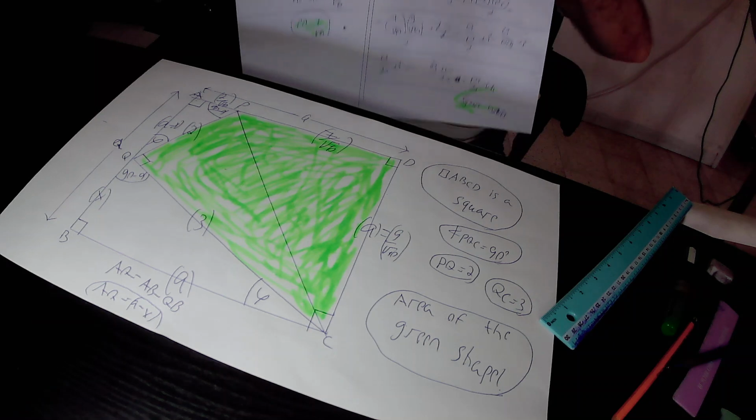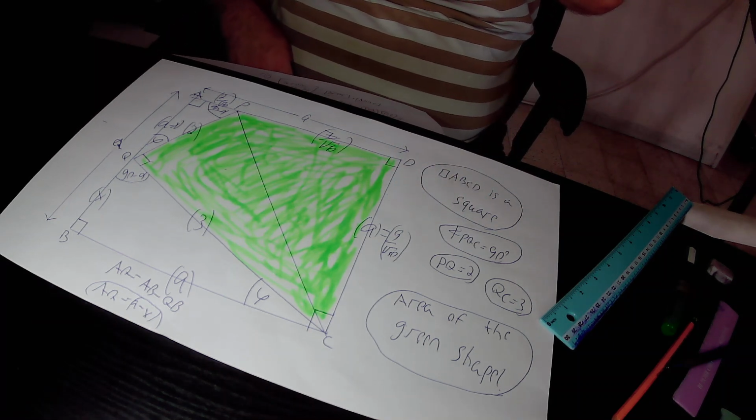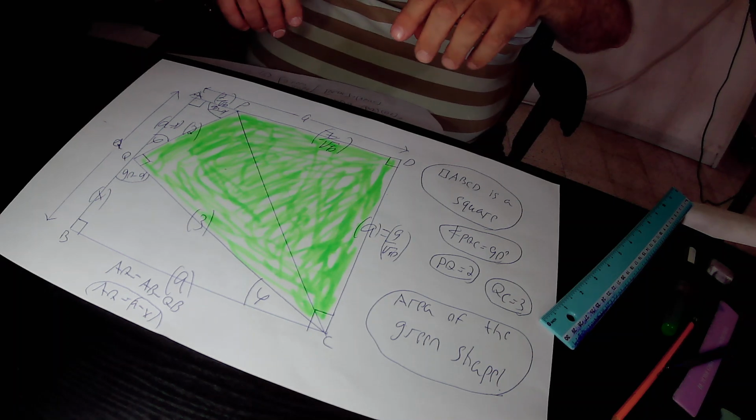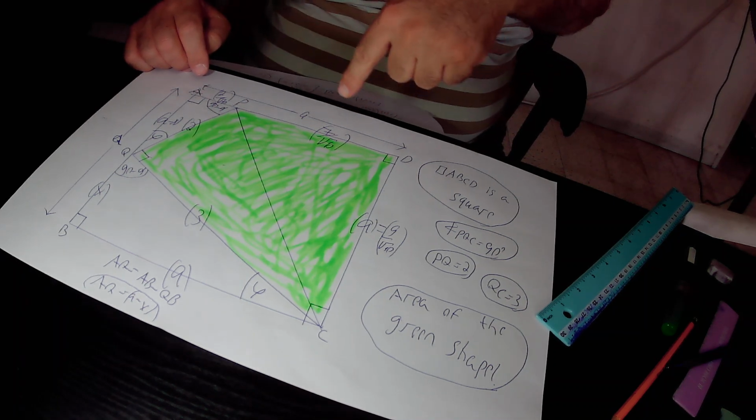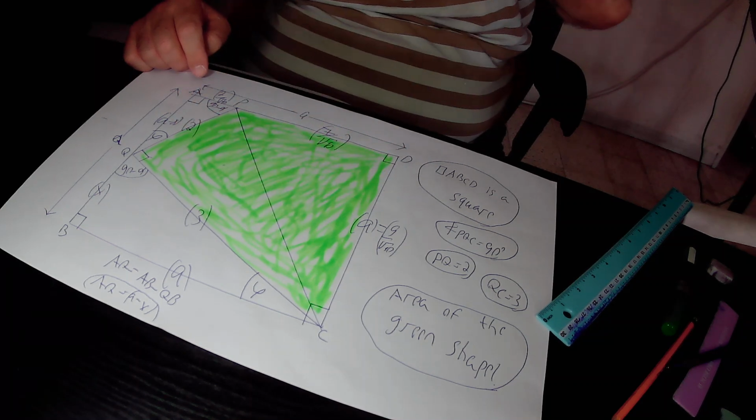In the next step, we join points P and C together by a straight line. By joining points P and C, we make two right angles. This is right angle PDC, and this is right angle PQC.